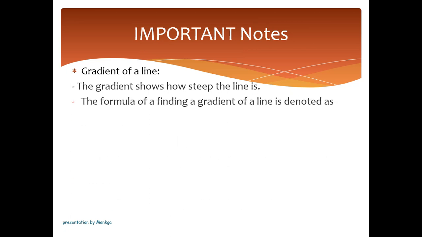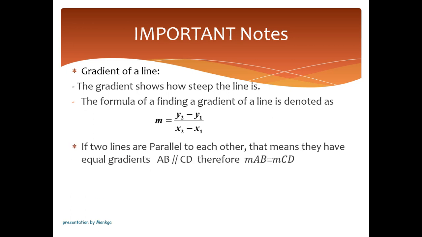As we know, the formula for the gradient is denoted as follows: m is equal to (y2 minus y1) divided by (x2 minus x1). This is the formula that we use. We need 2 points to calculate the gradient.